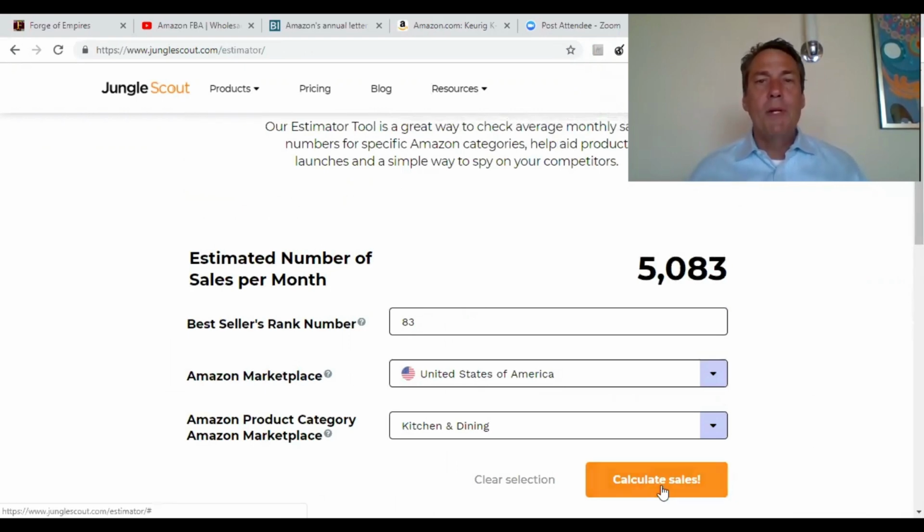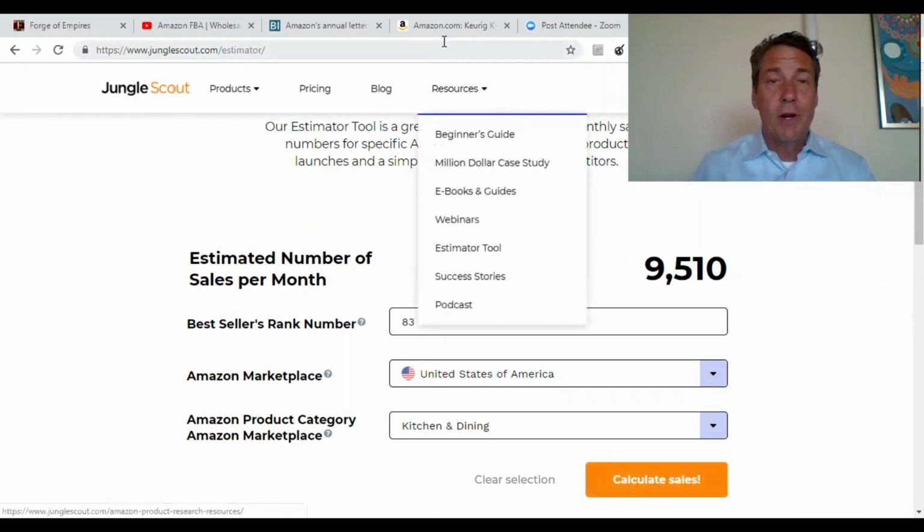Now, what's going to happen here is it's going to calculate how many sales this particular item has on a monthly basis. So in this case, we see that according to Jungle Scout, it sells 9,510 of those Keurig coffee makers on a monthly basis. So now we've got to do a little math here, all right?